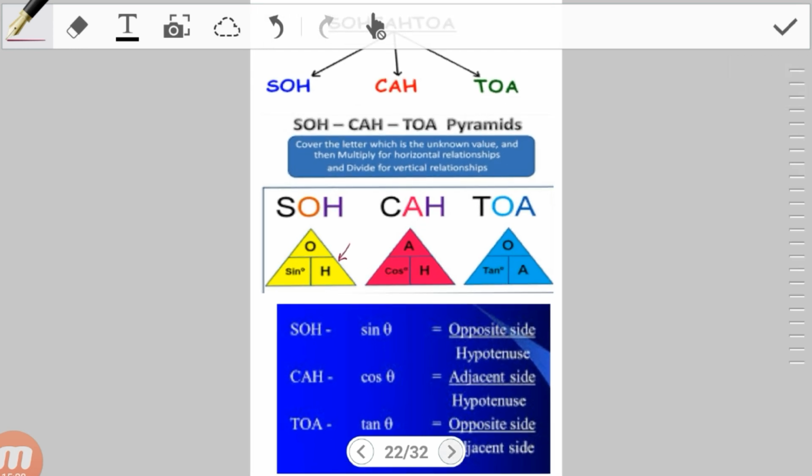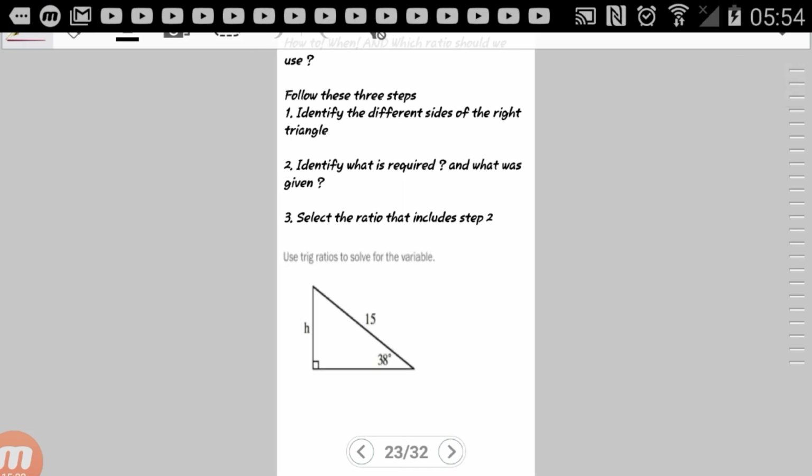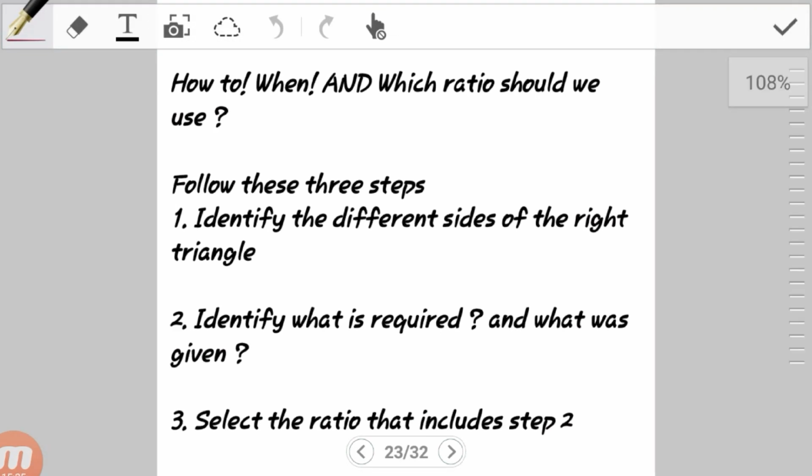Okay, alright, good. So we're going to move on next. Now, here is the most important part of the video. We are exposed to three different formulas that can help us to solve a single math problem. How, when, and which ratio should we use? How do I know when I get a diagram that I'm supposed to use the cos ratio, the tan ratio, or the sine ratio? It all boils down to three single steps.